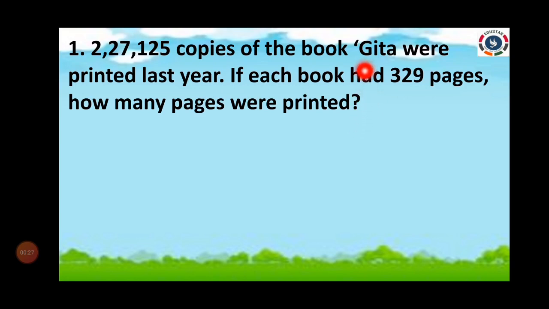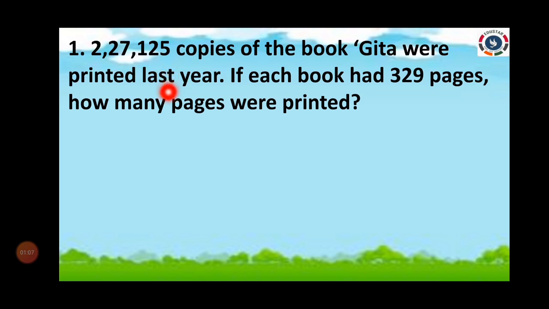Here, the Bhagavad Gita book, how many copies did they print last year in total? 2,27,125 copies. Each book had how many pages? 329 pages. So one book had 329 pages, which means how many pages are there in 2,27,125 copies? That we want to find. We already know the number of pages in one book, so we need to find the number of pages in 2,27,125 copies of the book.